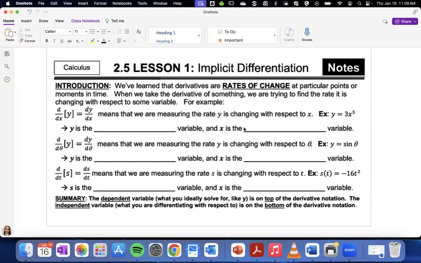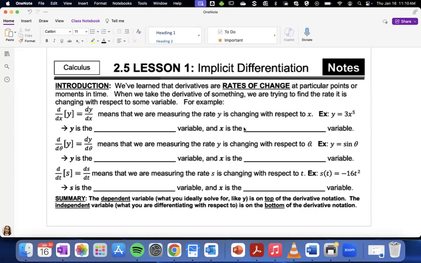And so we have, finally, the derivative of s with respect to t, okay? So you would see something like s of t, like our position formula, right? And this would be y equals sine theta. So let's fill in these blanks. I'm going to have you guys fill in the blanks with independent or dependent, okay?